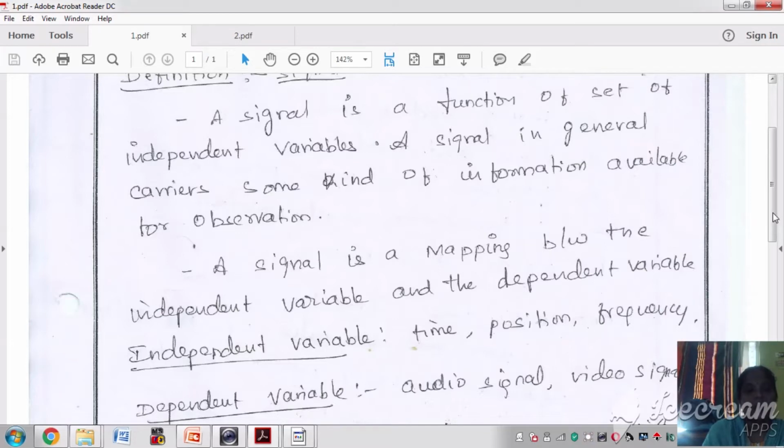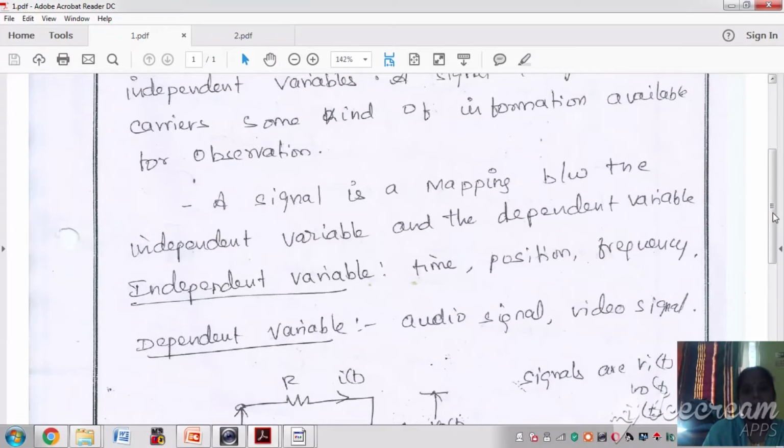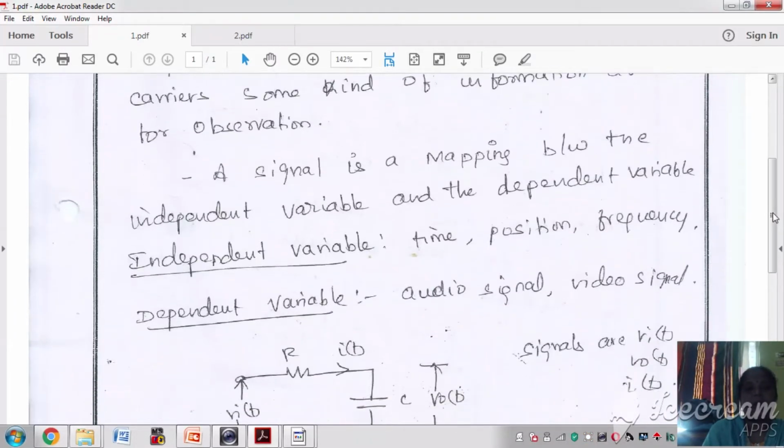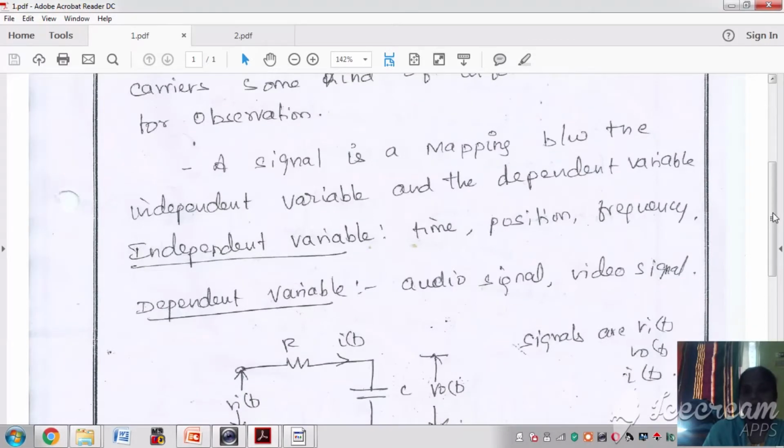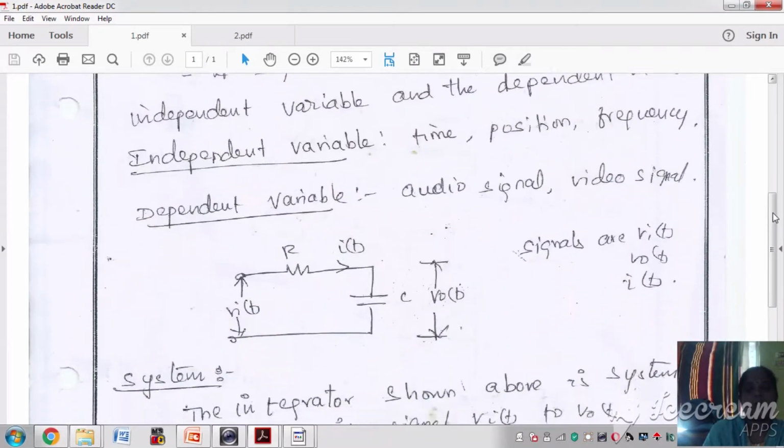So what is meant by independent variable here? Independent variable is nothing but time, position and frequency. What is dependent variable? Dependent variable, for example, is an audio signal or video signal. This is a system I have given.